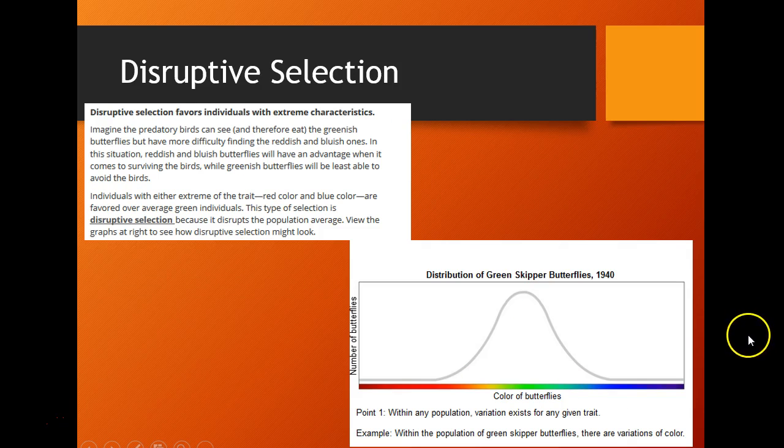The last one is called disruptive selection, and this is when individuals with extreme characteristics are favored. So it's going to be the characteristics on the extreme ends. So again, we know that with the green skipper butterflies, originally green was the most prevalent out of all the colors. However, over time, let's say that these birds really enjoyed eating the green ones. The amount of green butterflies would decrease, and then these sides would increase, right? Because they can see green, but they can't see red or blue as well.